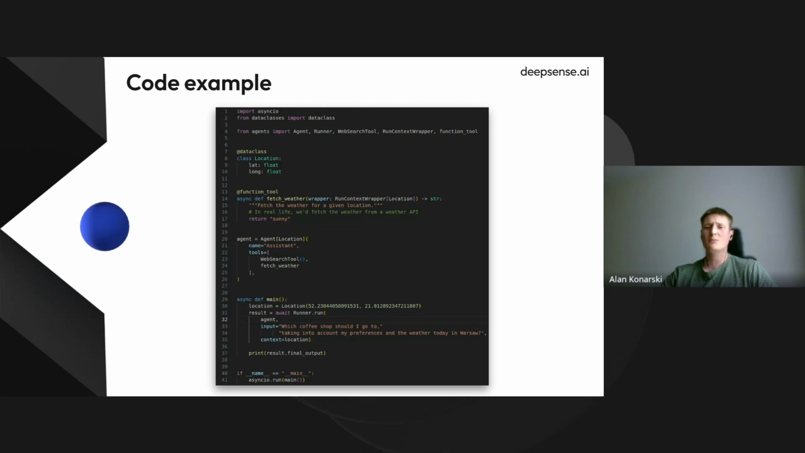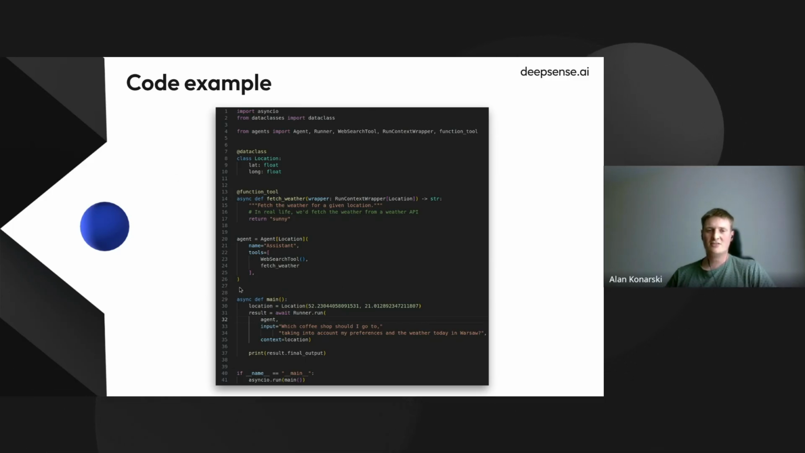So in this example, I've built an agent that takes some information about me, my location, and tells me what coffee shop I should go to, taking into account my preferences and the weather. And there is a lot going on here, I think. So let's quickly unwrap it.